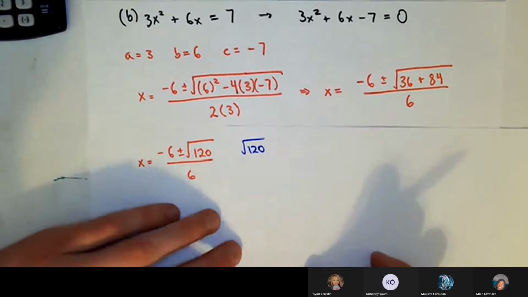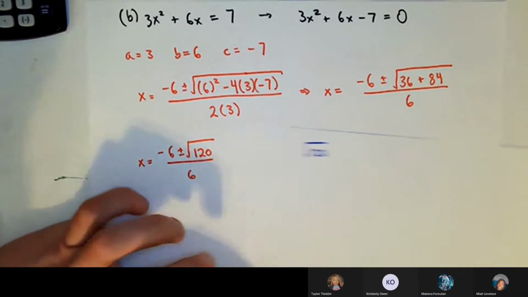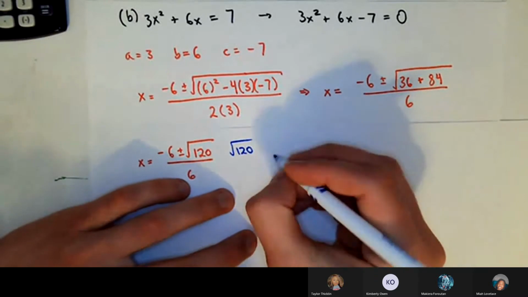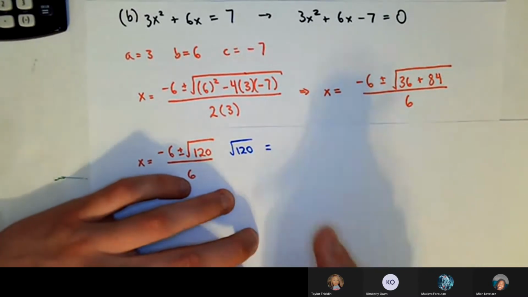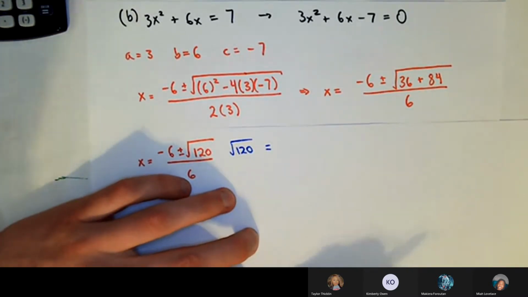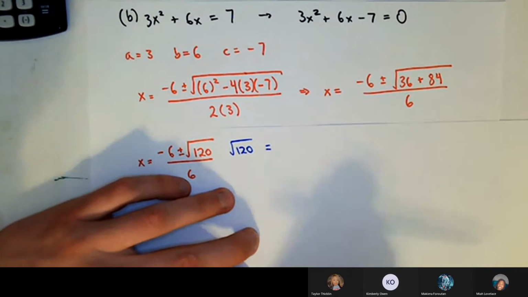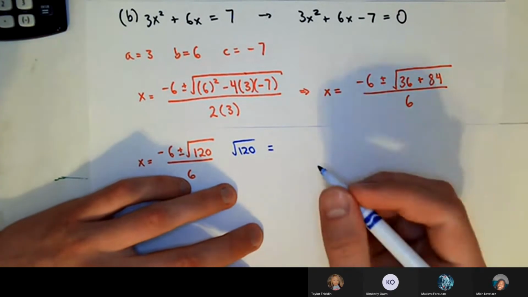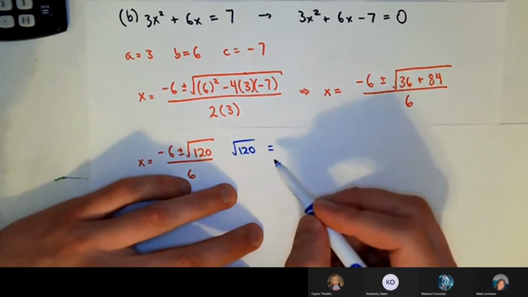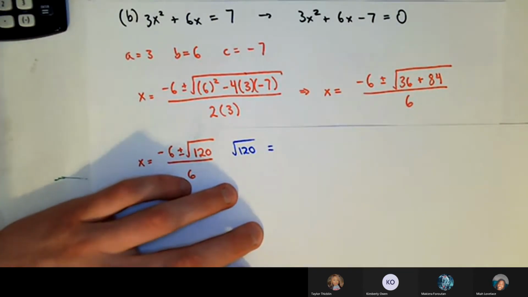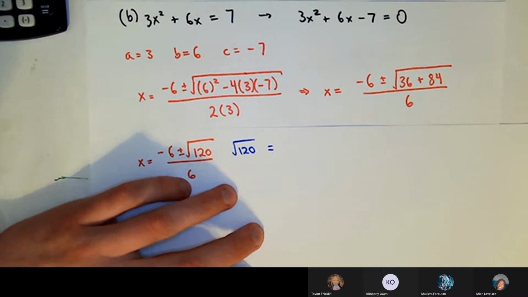You'll probably want to write this somewhere else in your notes because I'm going to move the paper and keep solving this here. Square root of 120, I need to be able to simplify this by hand. I cannot ask the calculator unless you really know how to get it to simplify square roots. Some can do it, mine cannot. Anyways, doing it by hand, what you do is you try to find a factor of 120 that is a perfect square.